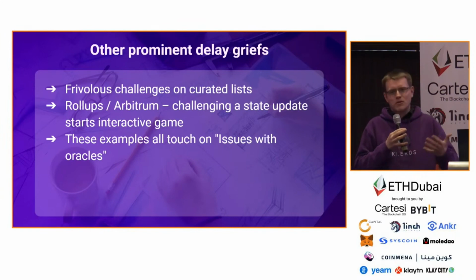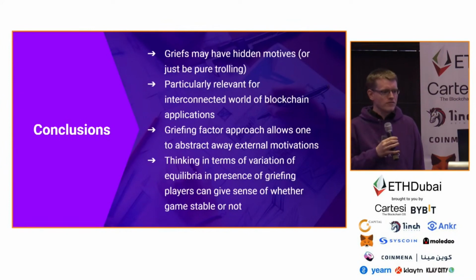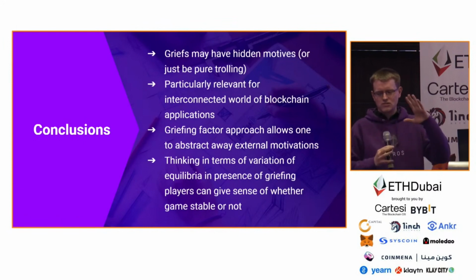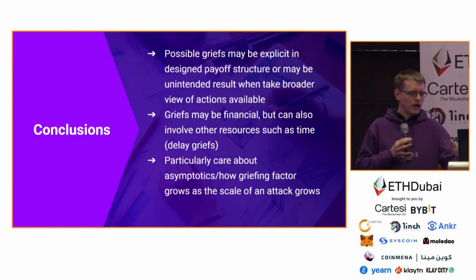That is one trade-off you can make when you're designing that game. Okay, so just to conclude, griefs can be results of hidden motives, or they might just be the results of trolling. This is particularly relevant for the interconnected world of blockchains because of external motivations. The griefing factor approach allows you to abstract away what those external motivations are and just try to optimize for your griefs. And thinking about the variation in terms of this geometry diagram that I showed can give you a global sense of whether your system is stable to different levels of griefing.